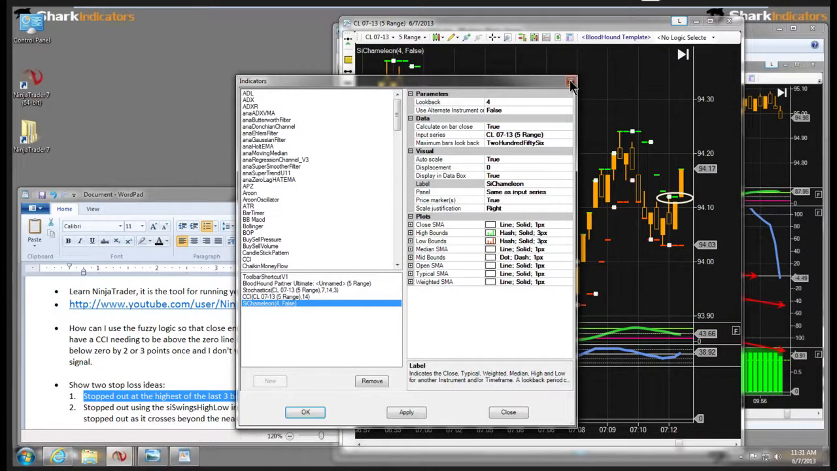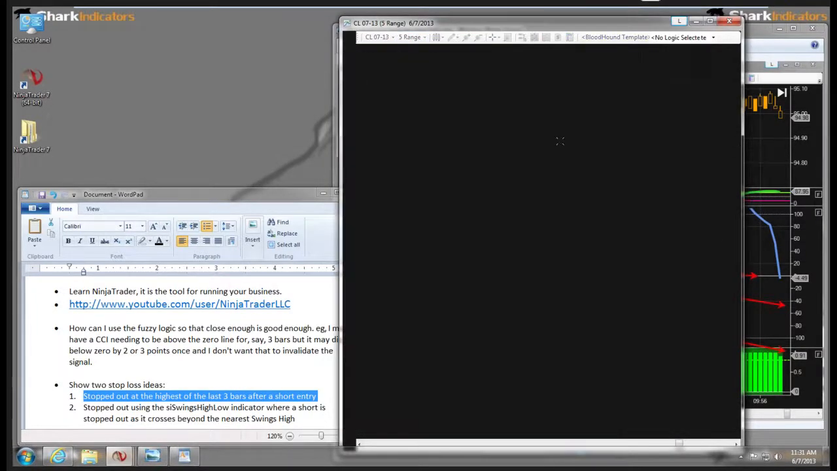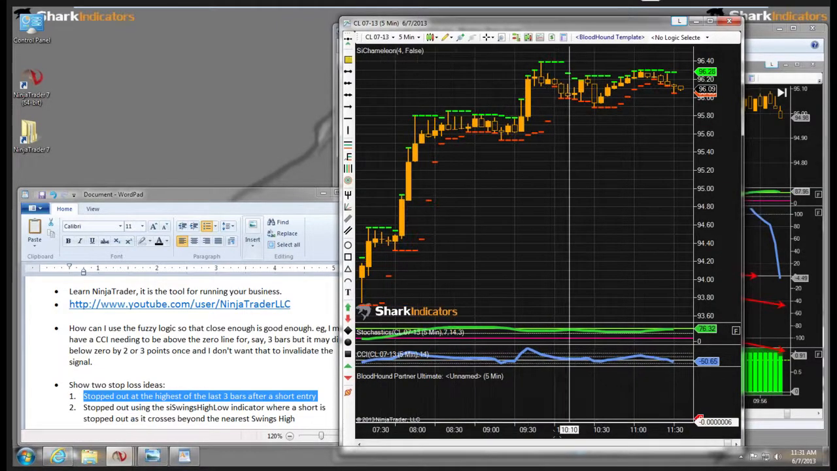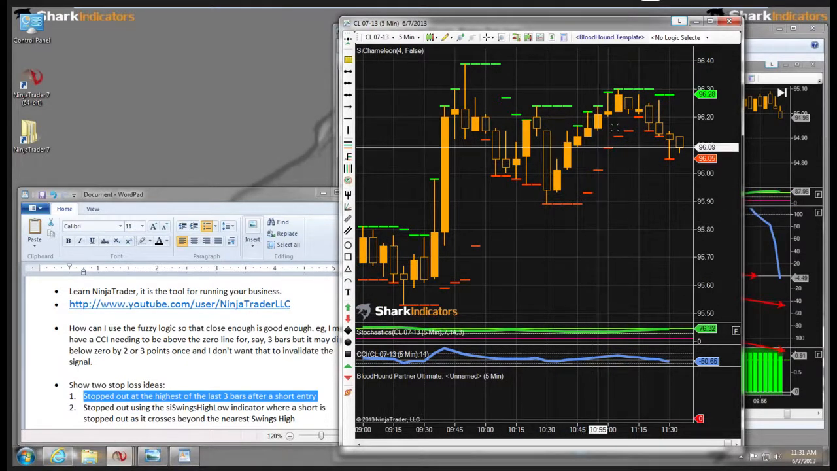And I think this example might work better on a minute chart. Probably will. Let's see here.